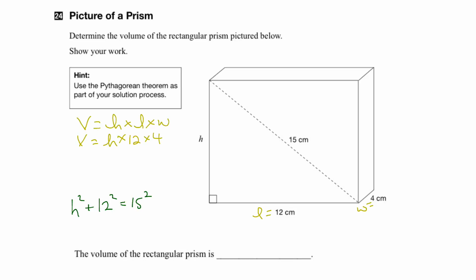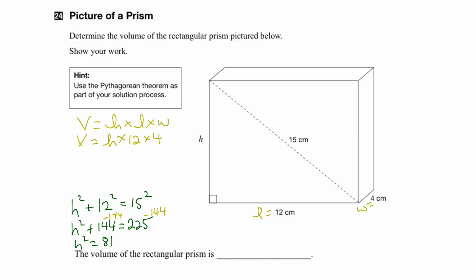Okay, so h squared plus 12 squared is 144, and 15 squared is 225. Now we need to isolate the h, so we have to get rid of this 144. So what we do is we subtract 144 from both sides. And when we do that, h squared would equal 81.